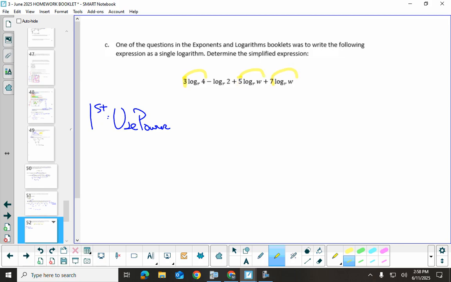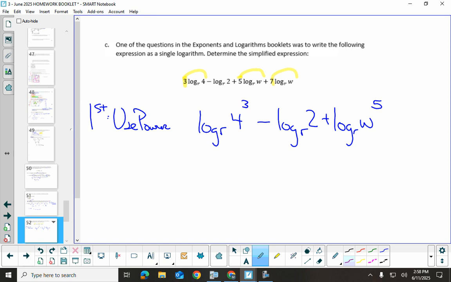So if you've got a number in front, you've got to shift it back to the power position. So you've got log R 4 cubed, not 4 times 3, 4 to the power of 3, minus log R 2 plus log R W5 plus log R W7. So it's called the power rule because the number goes back to the power position.